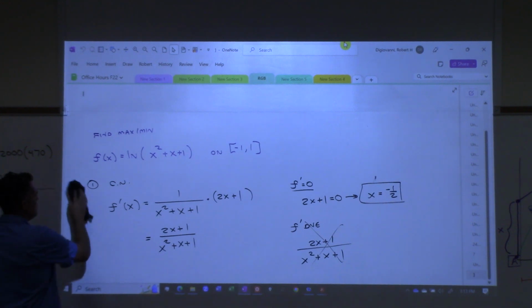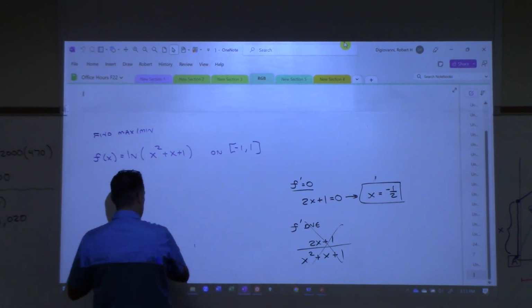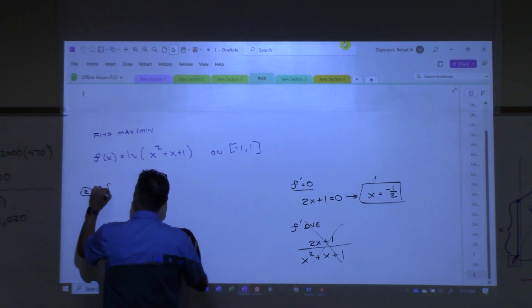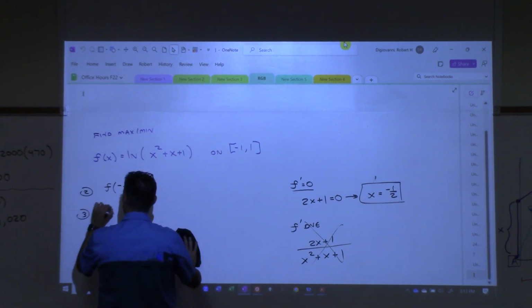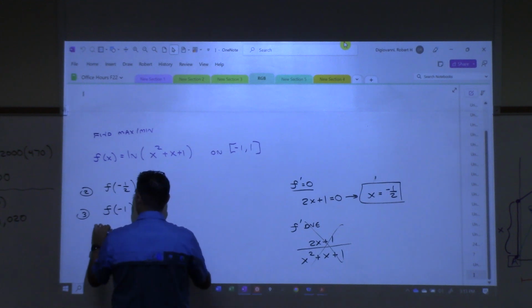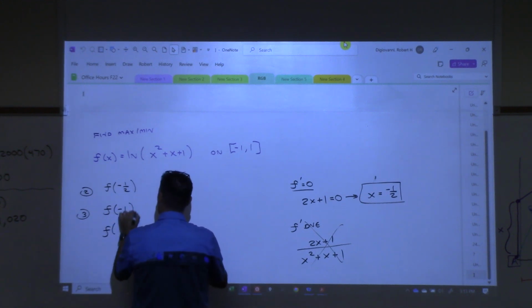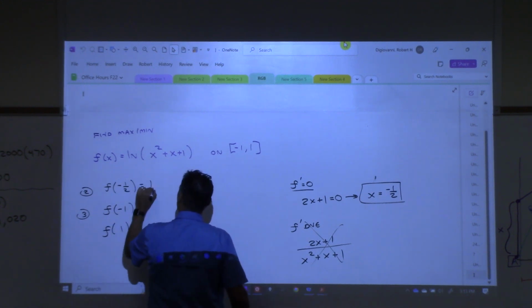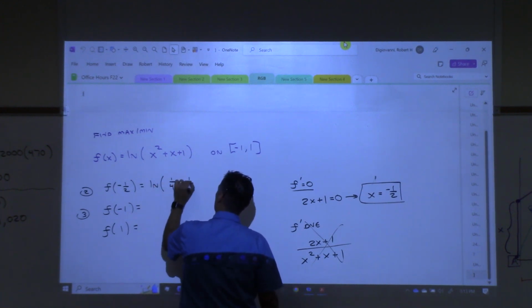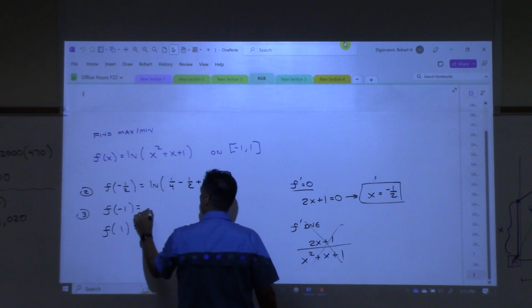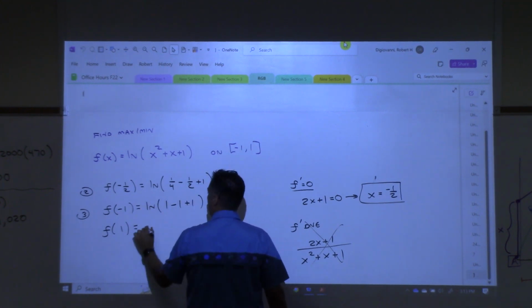So let's do that. Step 2. I take the original function. I plug in negative 1/2. And then step 3, I'm going to take the original function, plug in negative 1, and then take the original function, plug in 1. And probably need my calculator for this. Not for that one.